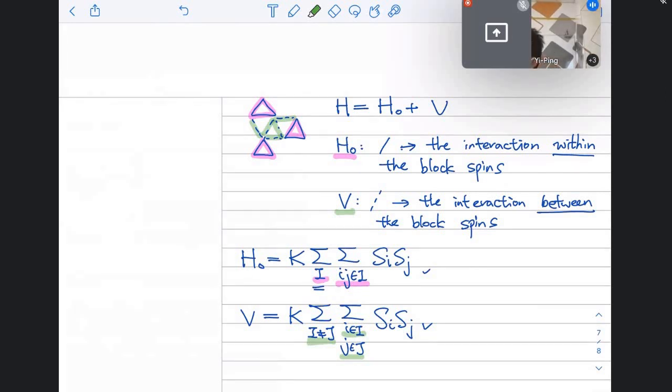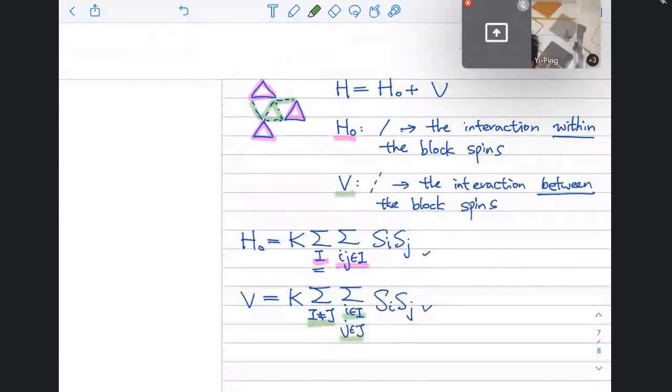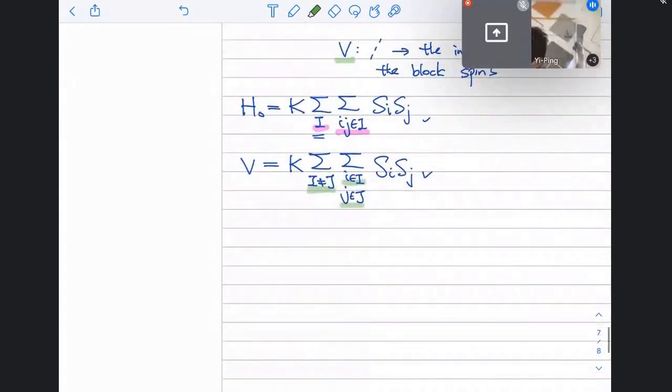So the reason why we write our Hamiltonian in this way is because you can realize that now these H0 are formed by independent blocks, okay, and this information will be useful for our later calculation. So let's try to move on and see what we can get, okay? So we are going to define what we mean by average over the Hamiltonian H0.